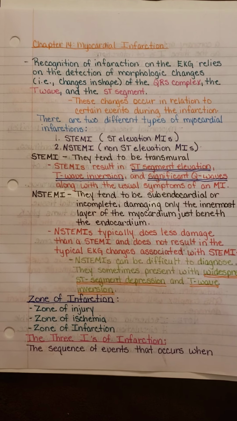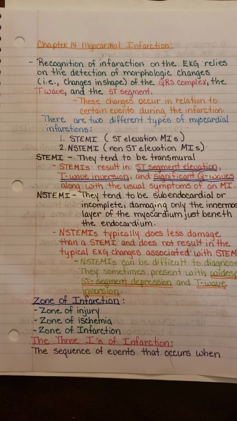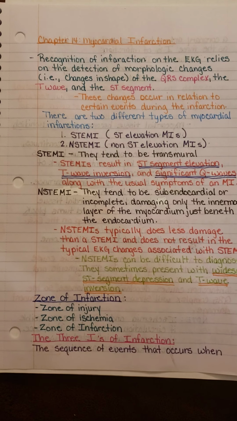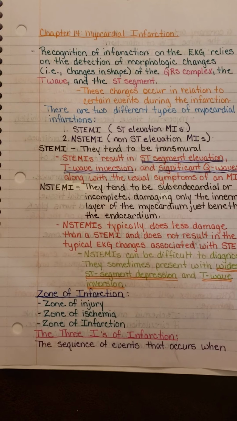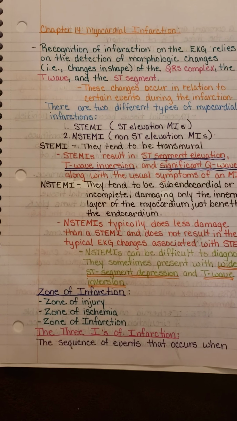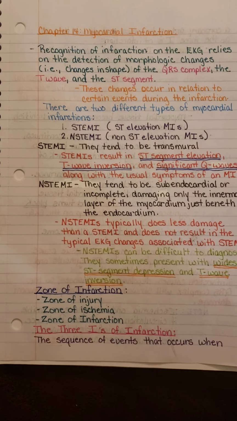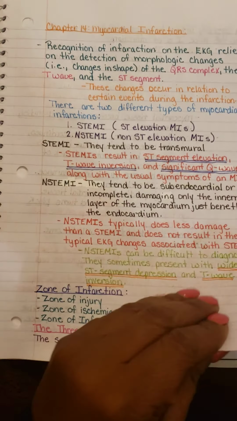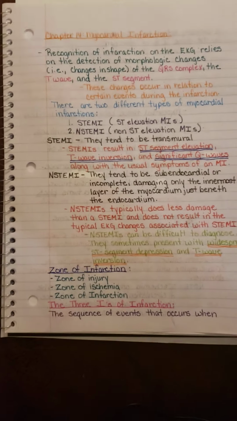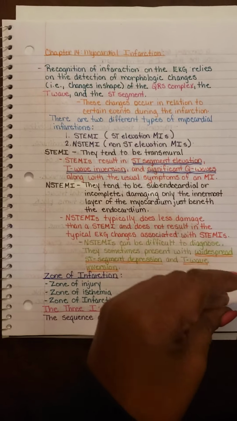Also know the difference between the two myocardial infarctions. You have STEMI and NSTEMI. Know your zones of infarction, which are the zone of injury, zone of ischemia, and zone of infarction. Make sure you read up on the 3 I's of infarction. And I'll try to make my notes so you can see.